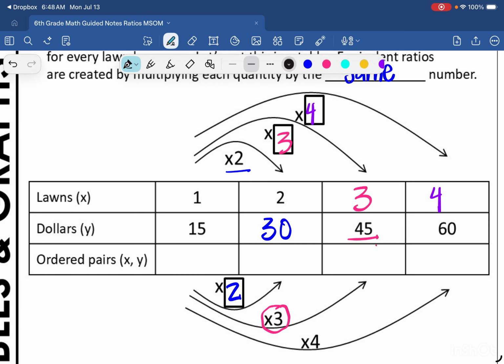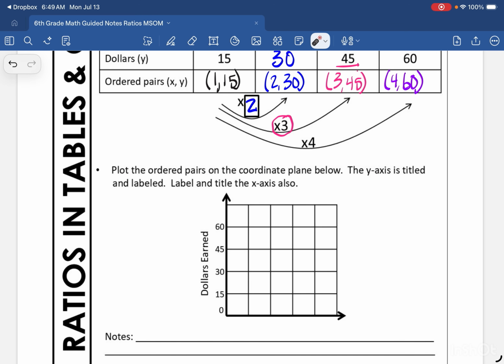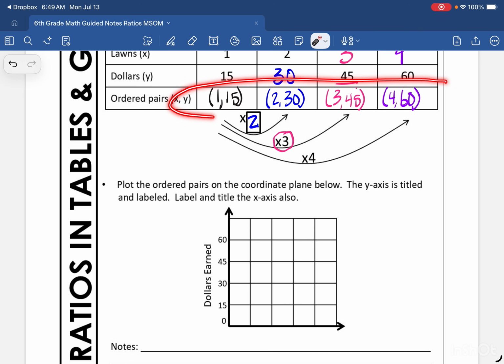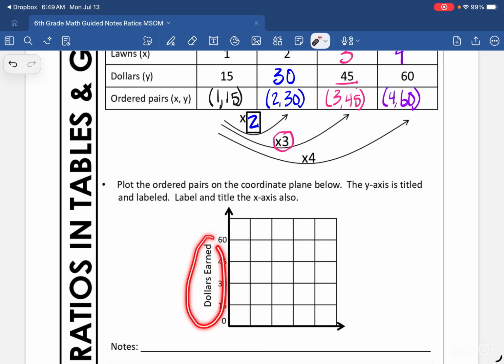And then it wants us to write them as ordered pairs. So x comma y. So 1 comma 15, 2 comma 30, 3 comma 45, 4 comma 60. Plot the ordered pairs on the coordinate plane below. The y-axis is titled and labeled. Label and title the x-axis also. I'm going to plot these coordinate pairs down on my graph. It shows me that I already have dollars earned. That's my y. My x is going to be my lawns mowed.